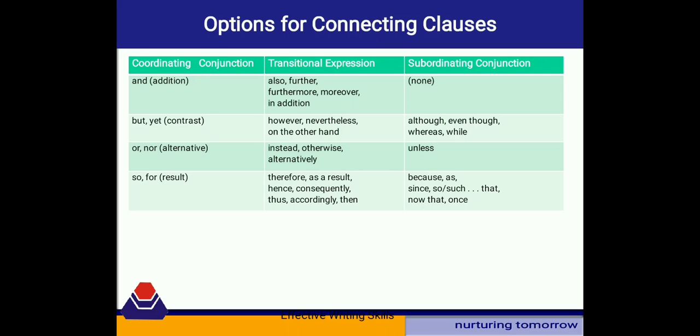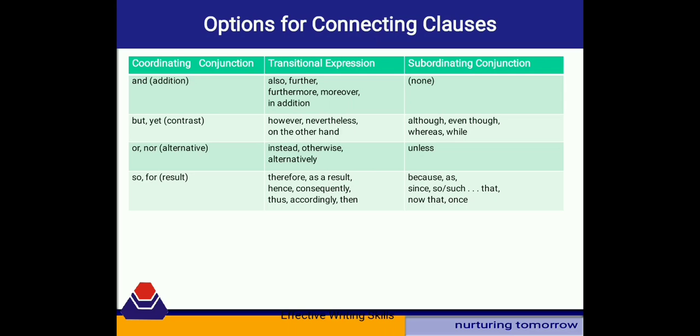Next is "but" or "yet." This is contrast. So for contrast, we have transitional expressions like however, nevertheless, on the other hand. And subordinating, we have although, even though, whereas, while. Again, for coordinating, "or" and "nor," that is alternative.